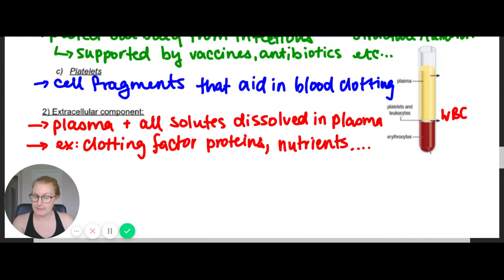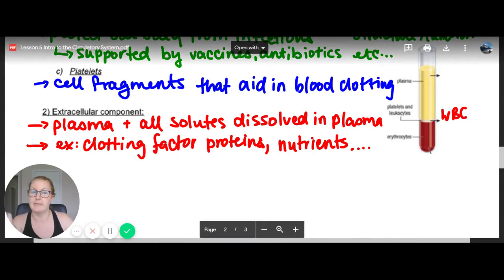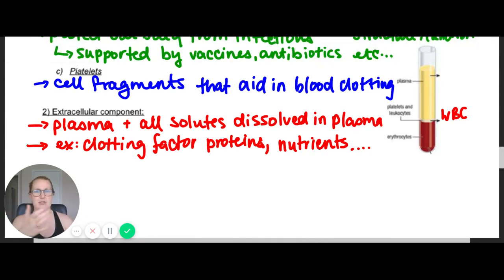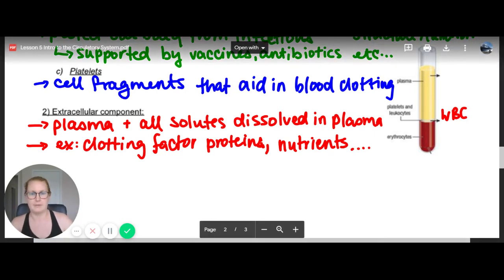You would have antibodies floating around in there. I put nutrients here because let's say that it had just picked up glucose from the small intestine, that's going to be dissolved in the plasma, and so on and so on. So this plasma component is actually super important as well. It's not only the red blood cells or only the cells, we also need the plasma because the plasma carries really important stuff from point A to point B, right? Circulatory system is all about transportation. So it's not only just moving red blood cells, it's also moving all of those other components.